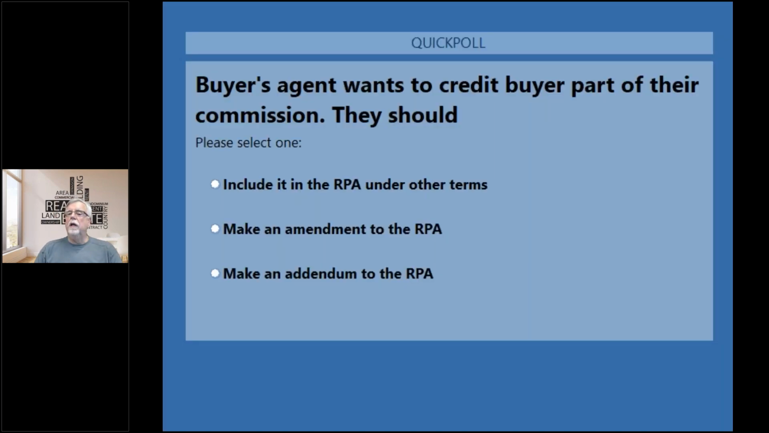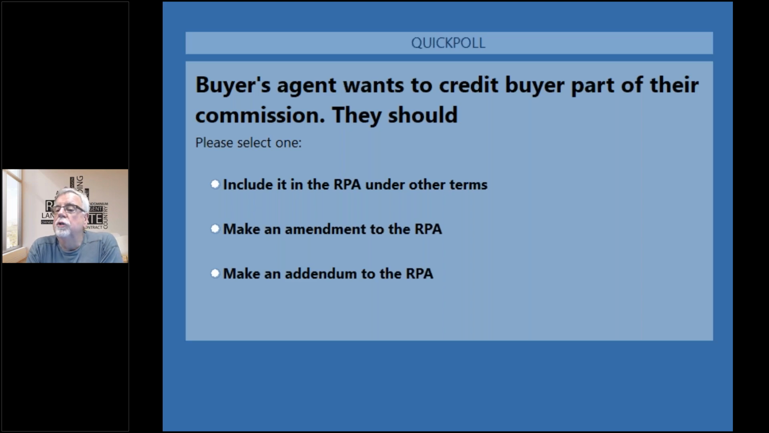So here is a poll. And the first one says, the buyer's agent wants to credit the buyer part of their commission. What should they do? Would that be included in the RPA, page 2, other terms, right? Is that where you would put it? Where would be the best practices? Would that be an amendment or would that be an addendum? Anybody? Now, you get the vote, right? Everybody, you get the vote.